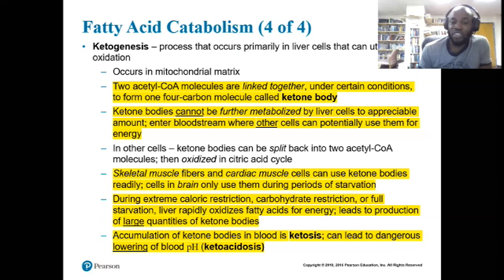So what does lowering your blood pH do? Remember, your body needs to be at a certain pH so that certain reactions in your body can take place. If your body's pH lowers too much, it becomes what we call acidosis, and this is called ketoacidosis. Then it can cause some reactions in your body not to happen that should be happening, and it can cause all kinds of trouble. So you have to be careful with diets like this.